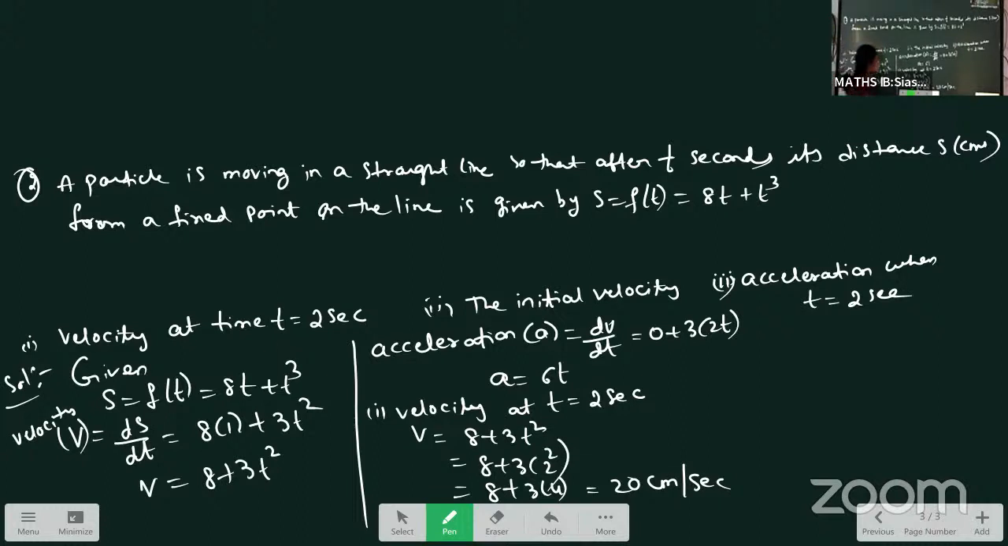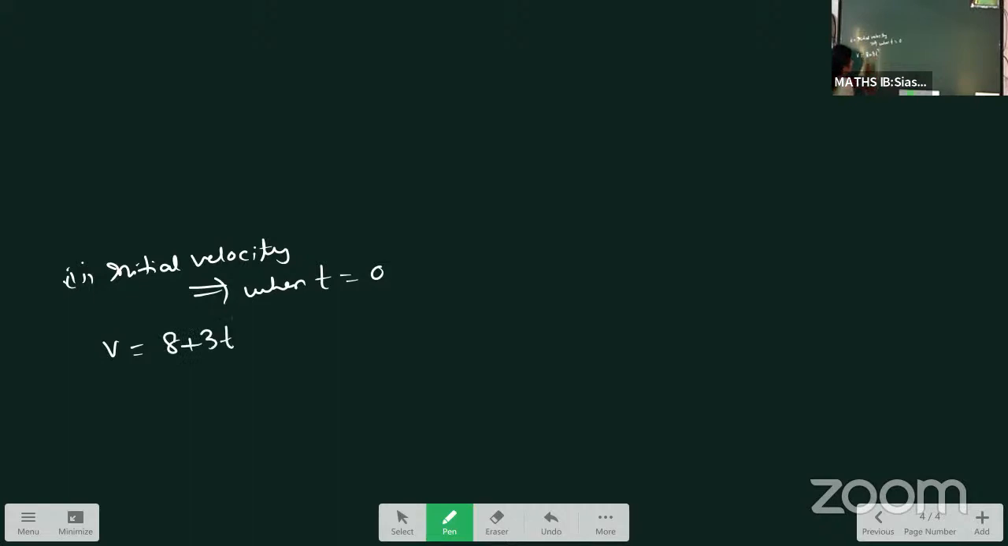Next. Second bit, what is he asking? Initial velocity. Now see. What is initial velocity? Initial velocity is nothing but before starting. Initial velocity implies when t is equals to 0. So v is equals to what we have? 8 plus 3t square. So 8 plus 3 into 0 square. So it is 8 plus 0. So v is equals to 8 centimeter per second.